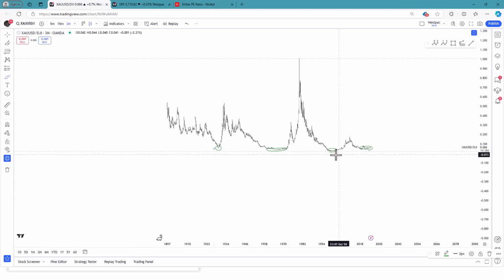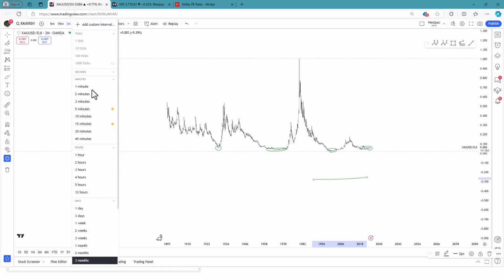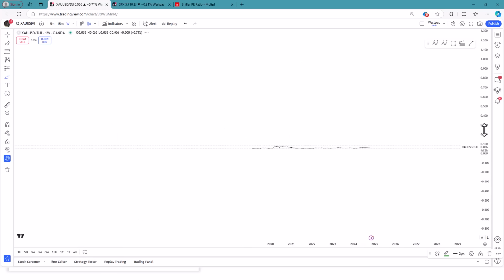I want to now zoom in on this and show you how it has now changed market structure and why that's important. So this is the 3 monthly candles. So every candle is worth a quarter of a year. So this is looking at the big picture stuff. I'm going to zoom in on this and show you why it's important now.